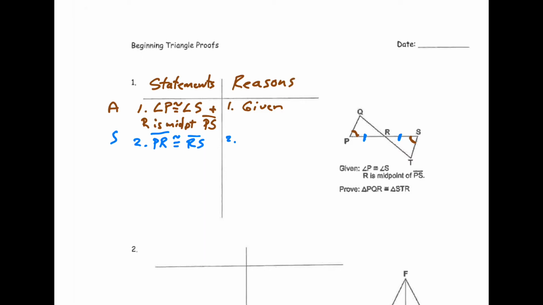And our reason for this one is, once again, if you use a vocabulary word, really good chance we're going to use that. So definition of midpoint. All right, and step 3 of our proof, we now have an angle, we now have a side. I've used all my givens. We did that in step 1. Step 2, I used the given information from statement 1 to help me prove that a pair of sides were congruent. So now that we've used all of that given information, then we've got to start looking for those invisible things like reflexive or vertical angles.